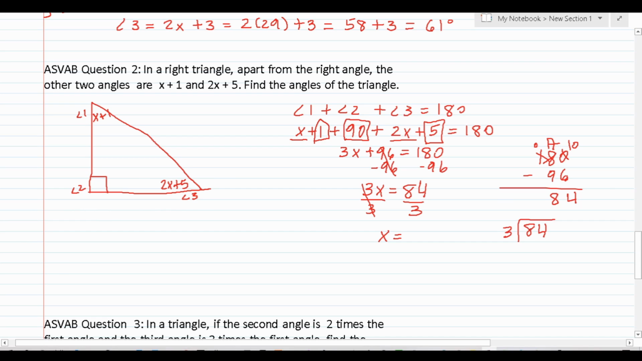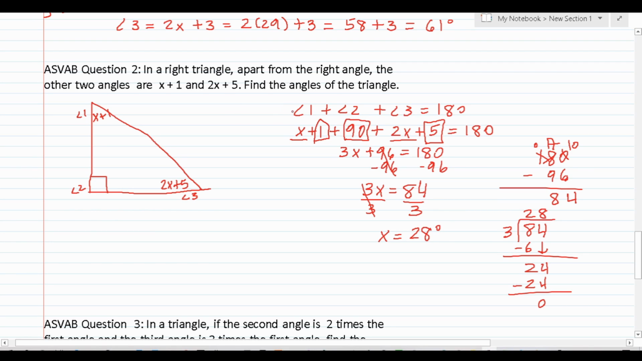Now we're asking ourselves, how many times does 3 go into 8 without going over? 3 times 3, as we know, is 9, which is too big. 3 times 2 is 6, so we're going to have to go with 2 in this case. 3 times 2, as I mentioned, is 6. 8 minus 6 is going to be 2. We'll drop down this 4. Now we're asking ourselves, how many times does 3 go into 24 without going over? Well, 3 goes into 24 8 times evenly, given that 8 times 3 is 24. So we can see there's no remainder. Okay, so in this case, we know x equals 28 degrees, or 28.